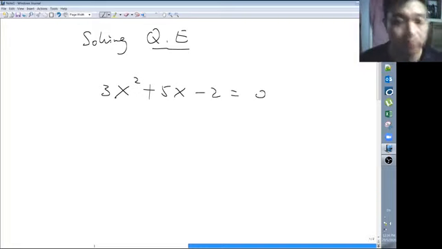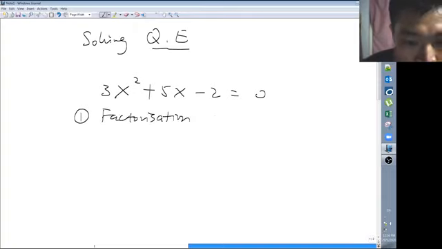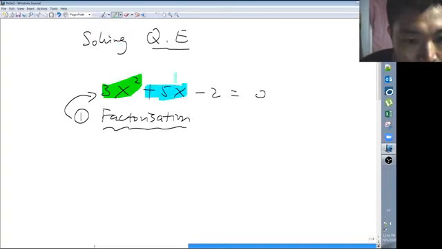The first method to solve a quadratic equation is factorization. I'm going to teach the factorization method today. Let's look at how we can make use of this method to solve the quadratic equation above. First, I hope you can observe that you have three terms here. This is your term one, this is your term two, and this is your term three.